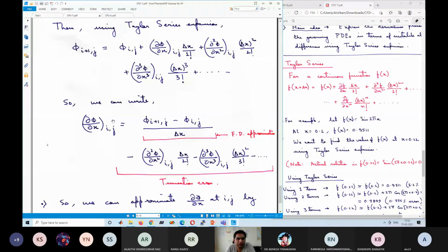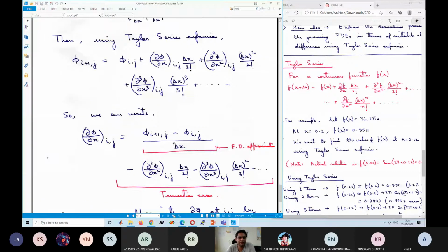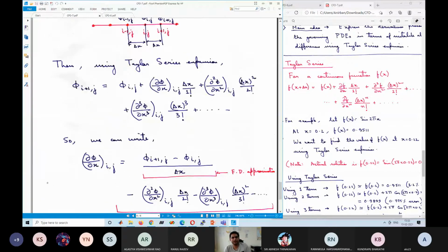So when you are writing the code, your code will just consist of del phi del x at ij is equal to phi i plus 1 j minus phi ij by delta x. This part will not be there in the code. Why? Because these are the extra terms. These are the truncation error. So here I am showing the truncation error in the calculation. These are not taken into account.